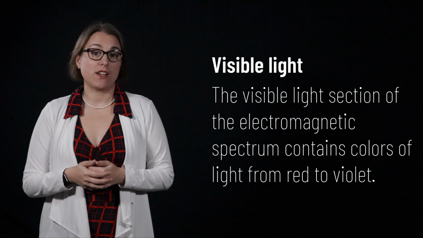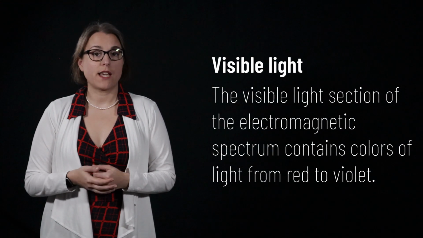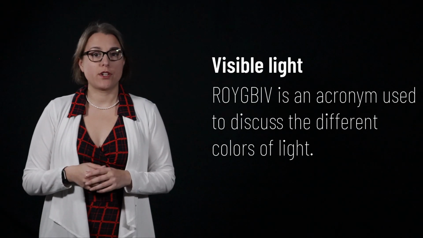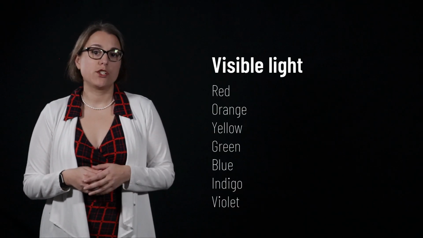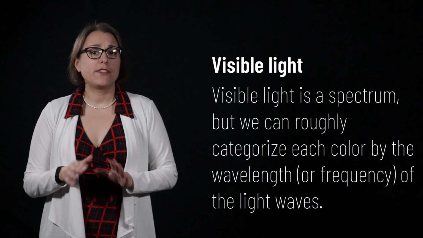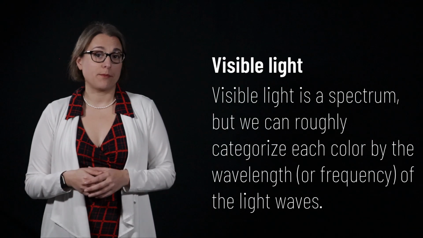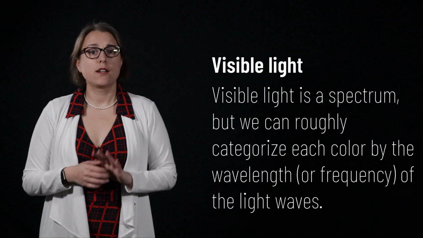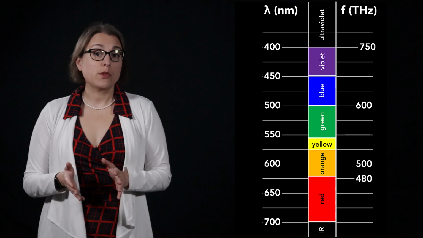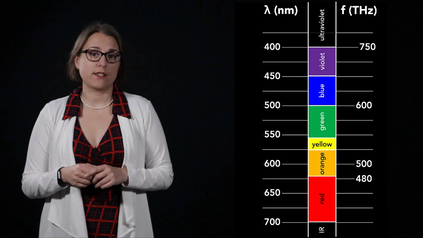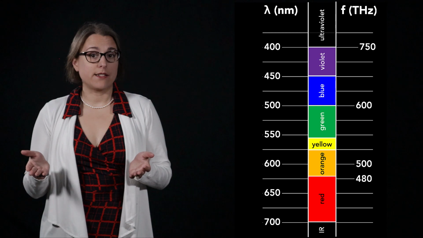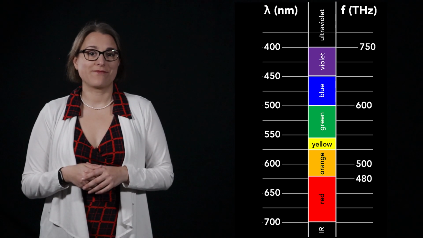The visible light section of the electromagnetic spectrum encompasses light waves from red to violet. Perhaps you've heard the acronym ROY-G-BIV, which stands for red, orange, yellow, green, blue, indigo, violet. While visible light is better described as a spectrum rather than as discrete quantities, we consider ROY-G-BIV to be the major colors of visible light. What distinguishes each color is the wavelength of that light. Red light has long wavelengths, green is in the middle, and violet has the shortest wavelengths of visible light.